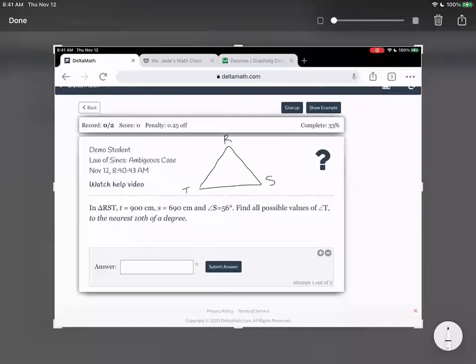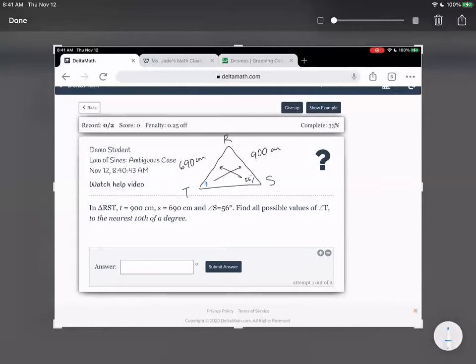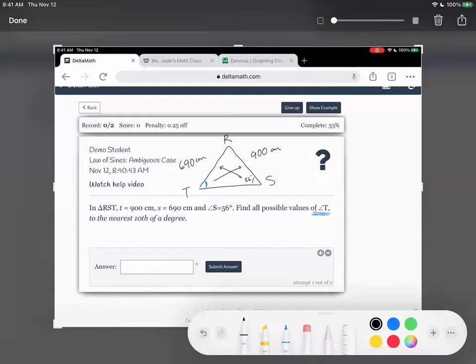R, S, T. We have that the side T is 900 centimeters directly across from the vertex T. We have the side S is 690 directly across from vertex S. And we have that angle S is 56. We're going to find all possible values of angle T. So this time we are looking for an angle, this angle T, and we're going to round it to the nearest tenth of a degree.